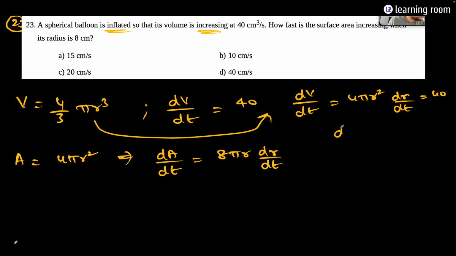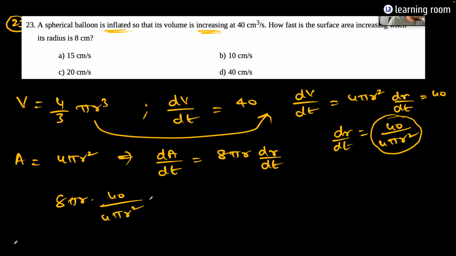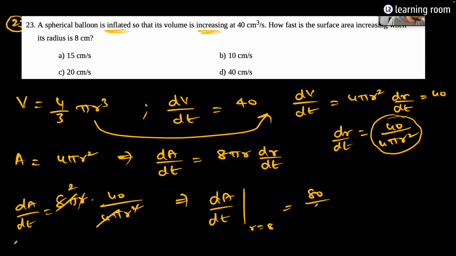So how do you find dr by dt? dr by dt will be equal to 40 divided by 4 pi r square. Take this and substitute it here. So 8 pi r into 40 divided by 4 pi r square is what is dA by dt. So 4 pi will get cancelled, r is gone, which implies dA by dt at r equal to 8 is going to be 80 divided by 8, which is 10 centimeter per second. So this is the answer.